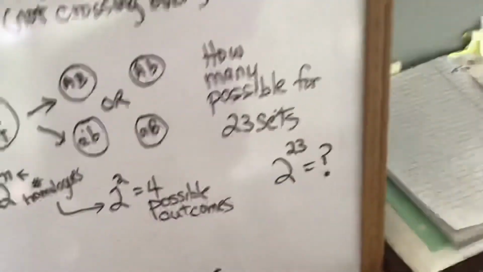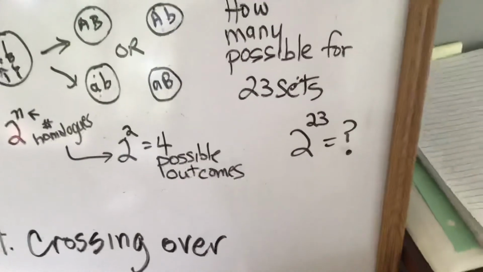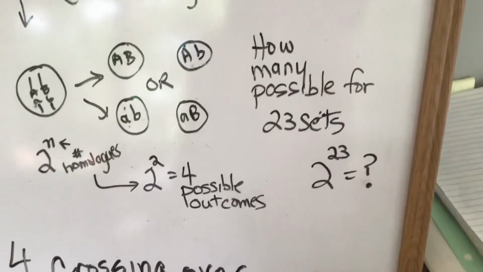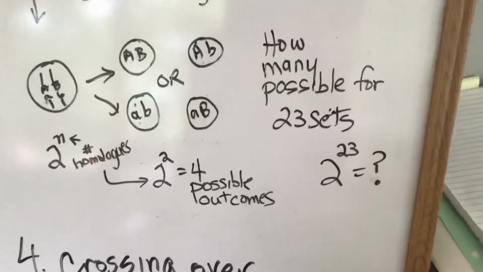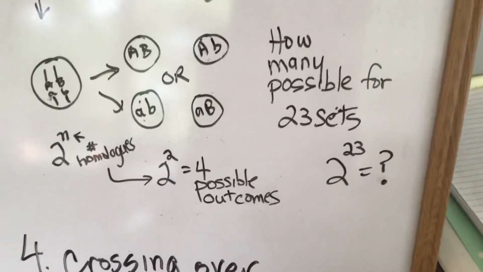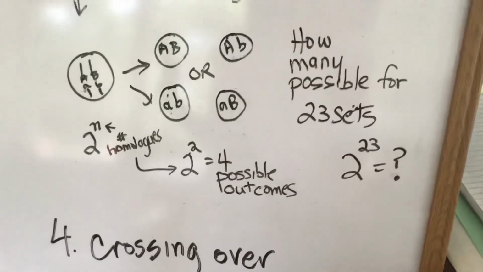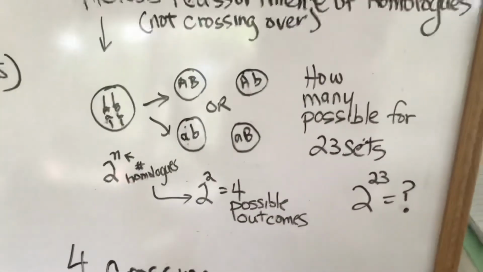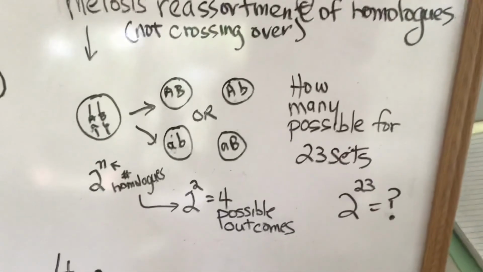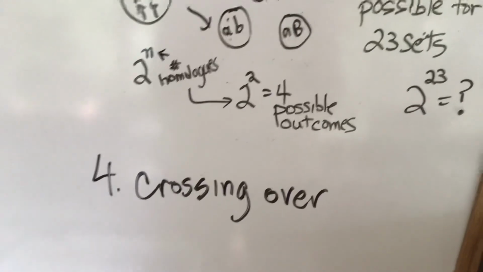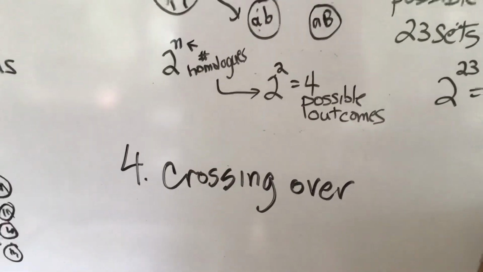Now, how many would that be for our 23 sets? That would be 2 to the 23. What is that number? If you calculate it right now, you'll see that it's about 8 million possibilities. So we're not even talking about crossing over here. We're talking about the variation that occurs because of the shuffling or reassortment of homologs. All right. And then the last difference, of course, is crossing over. And that is something that we've already talked about.